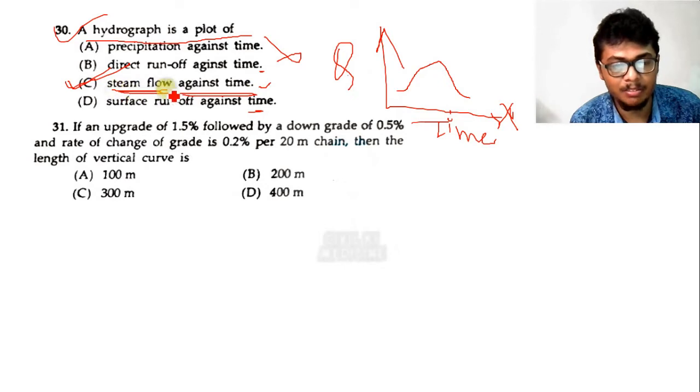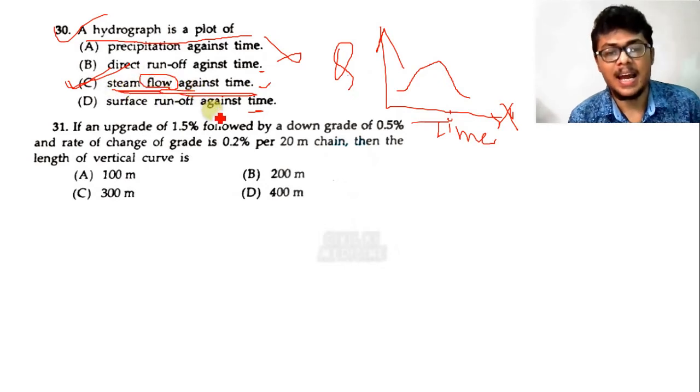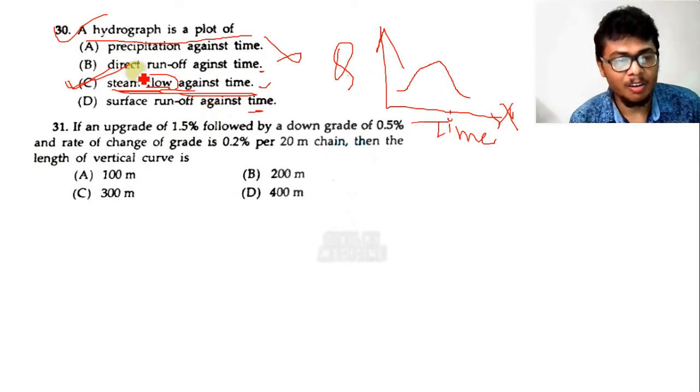Here, flow means discharge, and runoff we can measure in two ways: one with respect to depth, that is runoff depth, and one with respect to discharge, that is called runoff discharge. Here only runoff is mentioned, but depth or discharge is not mentioned. Therefore, we cannot consider this as flow. The correct answer will be stream flow against time. Stream flow, flow means discharge. Next question, question number 31.